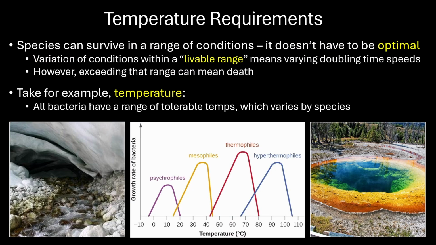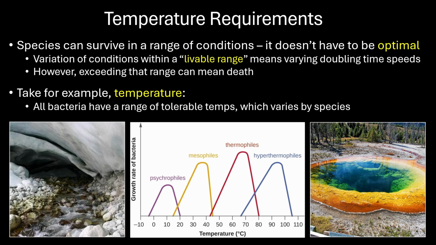So species can survive in a pretty wide range of conditions, though. It doesn't have to be optimal. As we saw with E. coli that could live in a variety of habitats, it does have an impact on the species. It can change the rate that it replicates and things like that, but it can survive there. That's the important thing. This variation of conditions within what we would call a livable range is going to have a lot of variation for our doubling speeds.